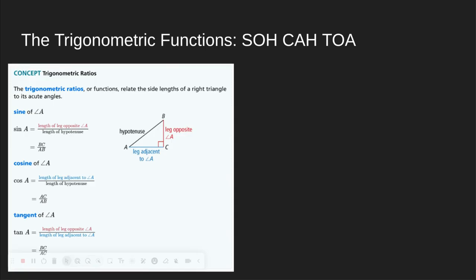These are the rules for the functions sine, cosine, and tangent. You are going to shorthand. Remember this as SOH CAH TOA. This is a way to remember which sides go with which function. So the sine is equal to the opposite divided by the hypotenuse. The cosine is equal to the adjacent divided by the hypotenuse. And the tangent is equal to the opposite over adjacent.